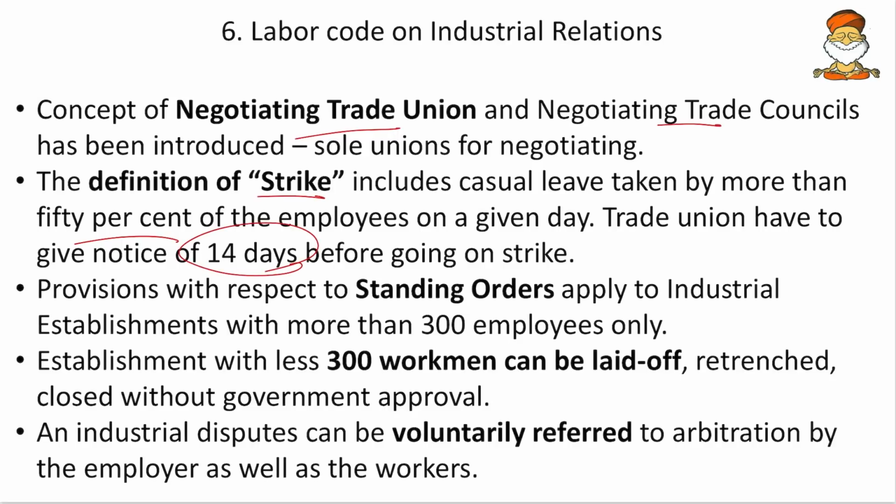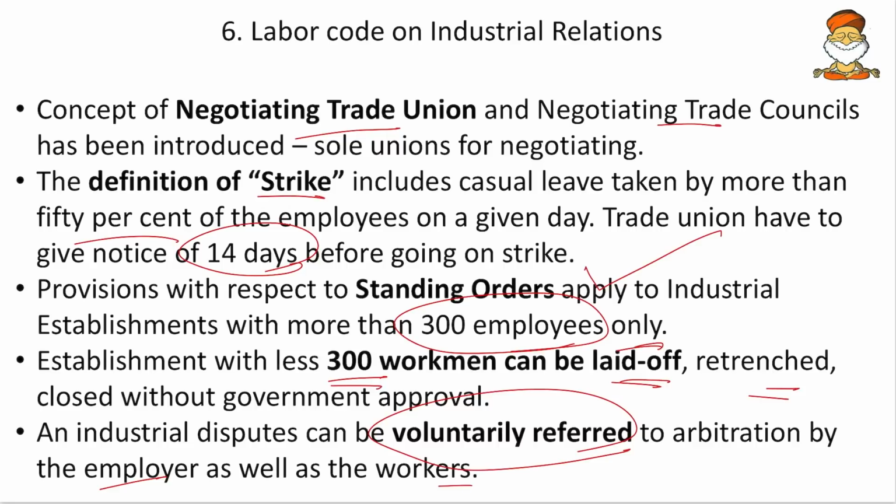And then provisions with respect to standing orders apply to industrial establishments having more than 300 employees. So what is a standing order? Standing orders means every company should have a code of conduct. So all these come under the standing order. Every company which employs more than 300 employees should have a formal work culture, a formal code of conduct, all those rules and regulations. Then an establishment with fewer than 300 workmen can lay off or retrench as and when required. Then industrial disputes can be voluntarily referred either by the employer or by the employee. So voluntary dispute redressal is possible under the new code.